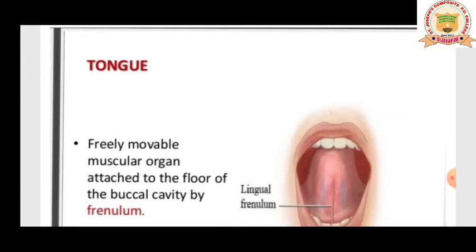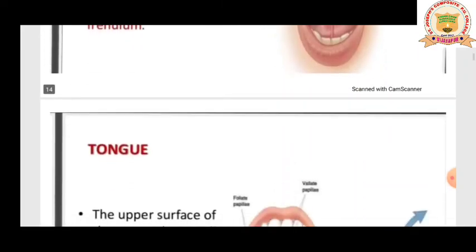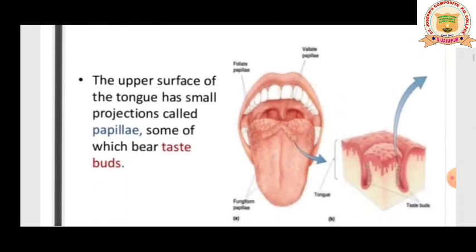You might have seen when you put a hand on your tongue, you feel a small bubble-like nature. We call it papillae, some of which bear taste buds. On that you are going to get your taste buds. The upper surface of the tongue has small projections. We call it papillae, few of which bear taste buds.